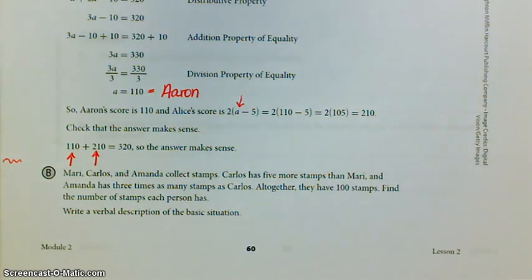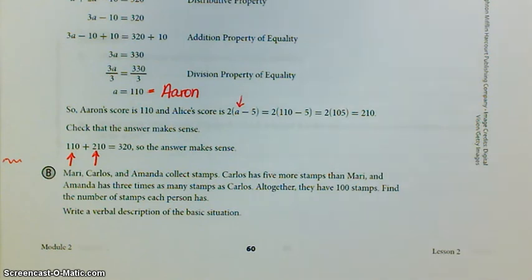Okay, let's look at B. Mary, Carlos, and Amanda collect stamps. Carlos has 5 more stamps than Mary, and Amanda has 3 times as many stamps as Carlos. And altogether, they have 100 stamps. Find the number of stamps each person has.